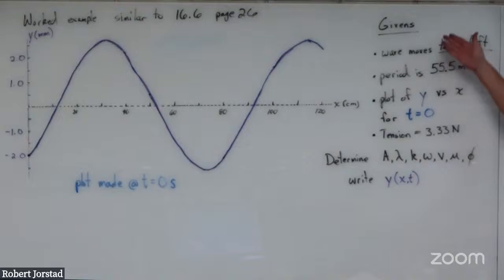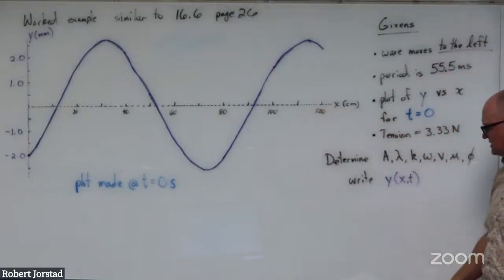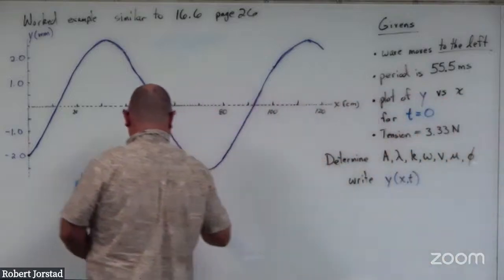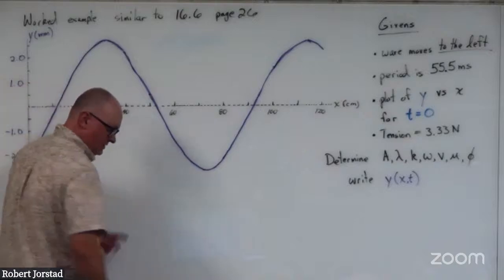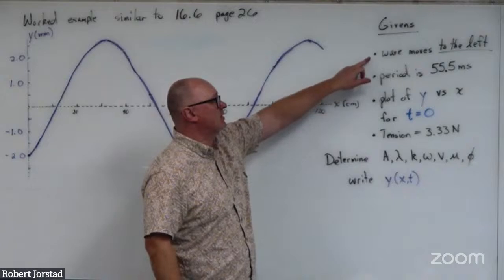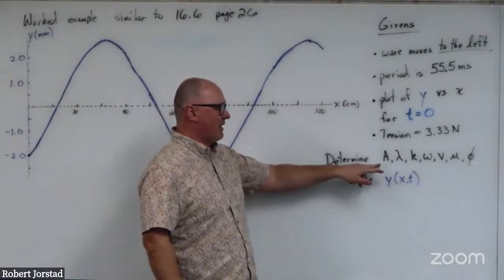So here's the information we're given. We're given this plot, which is made at time t equals 0. That's written right here, so I'm going to erase it from over here just to emphasize. So I need some room to work, basically. We're told the period, we're told the wave moves to the left, we're given this plot, and we're given the tension. We're going to try and figure out all these constants.